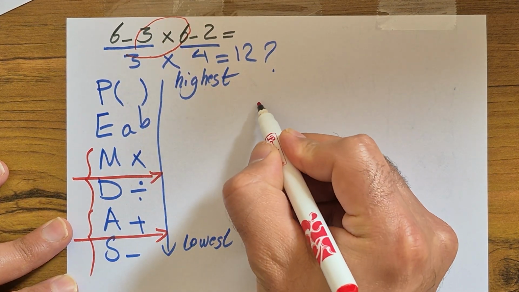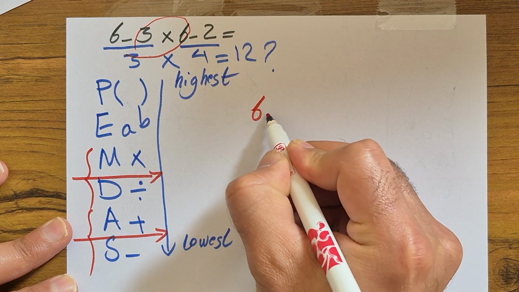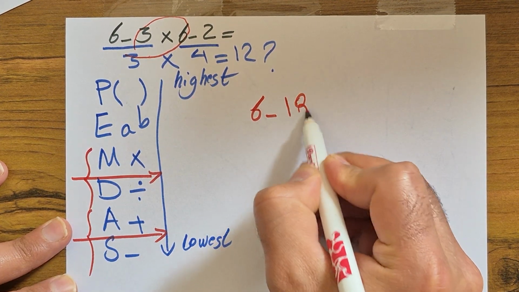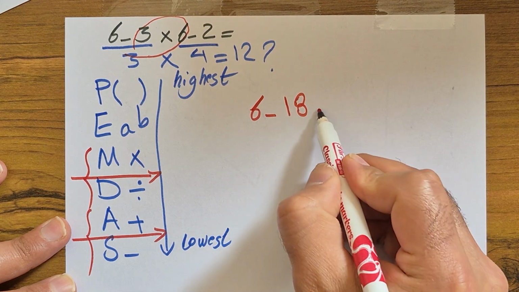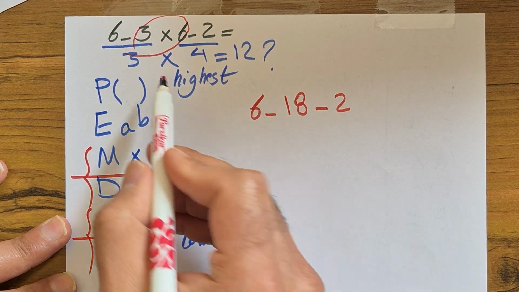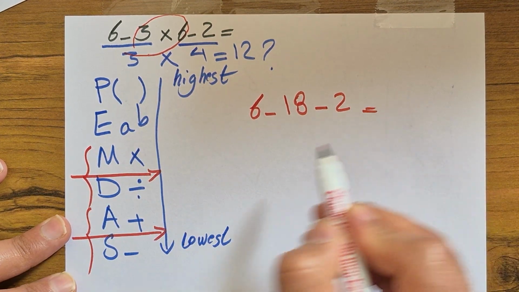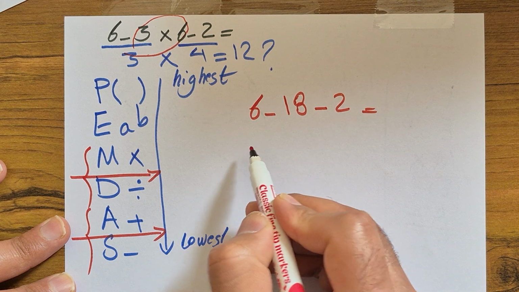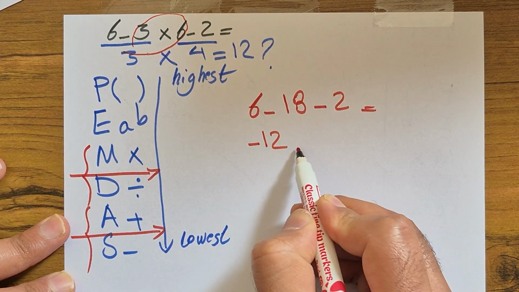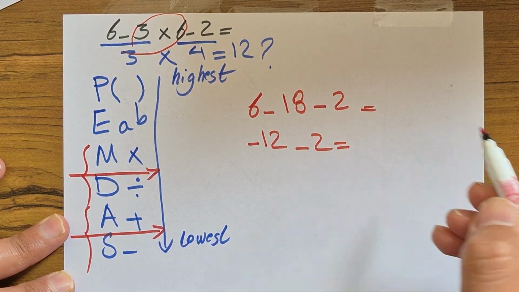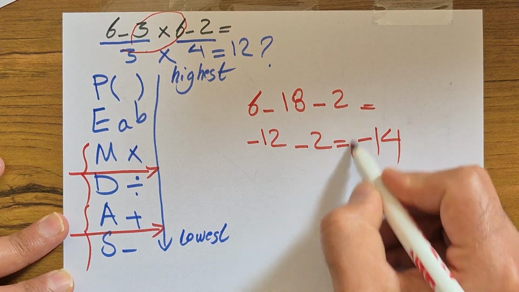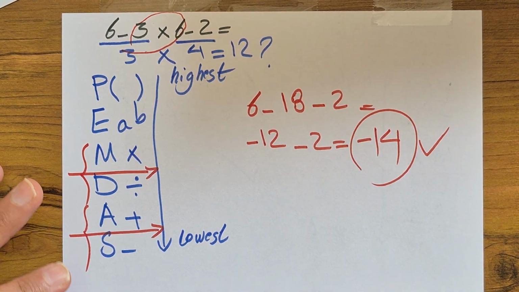So with this in mind, let's do that again. So 6 minus 3 times 6 gives us 18, right? And then 18 minus 2. That's way different from the one that we did at first. So it's just subtraction, go from left to right. 6 minus 18 gives us minus 12. And minus 12 minus 2 gives us minus 14. And that's the only correct answer.